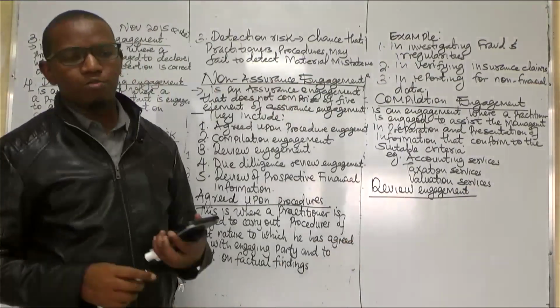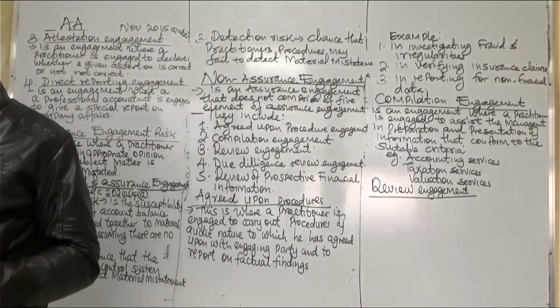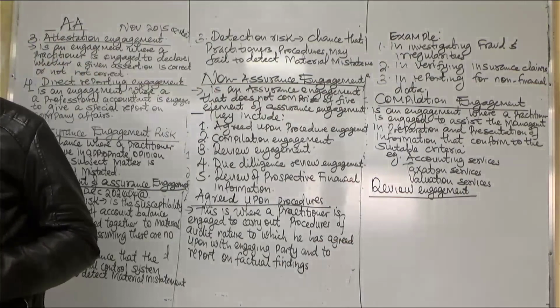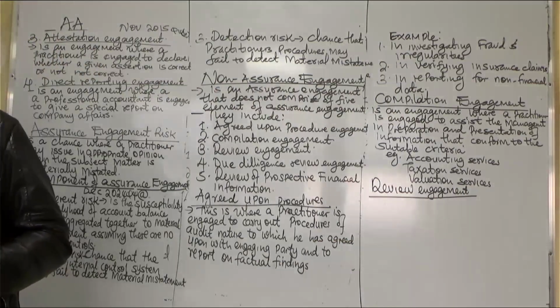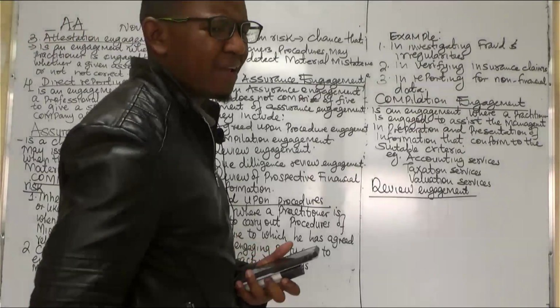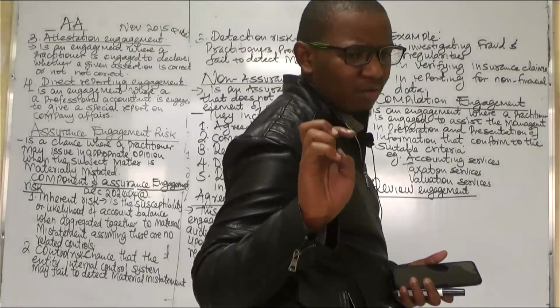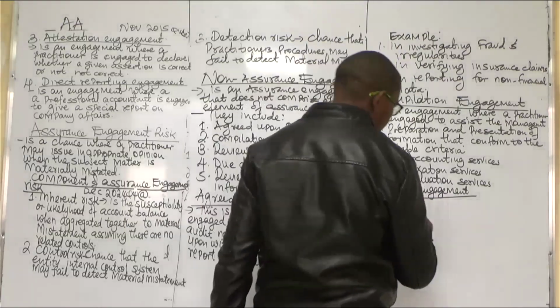Now, review engagement, we are talking about the review of financial information other than the one that is done by an independent auditor. The objective is to enable the practitioner to state whether, based on the limited procedures, the financial statements are consistent with the identified financial reporting framework.